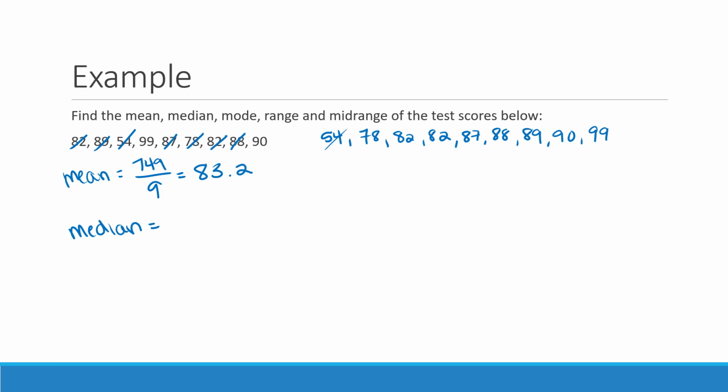Now my median, I'm going to do exactly what I did a while ago. I'm going to start crossing these out, just kind of work my way in here. Notice I only have one median. I don't have to add them or divide by 2 because I only have one number in the middle, so that's going to be 87.